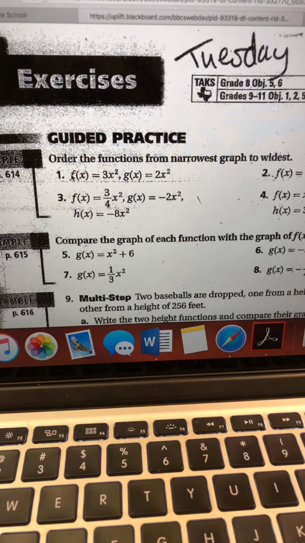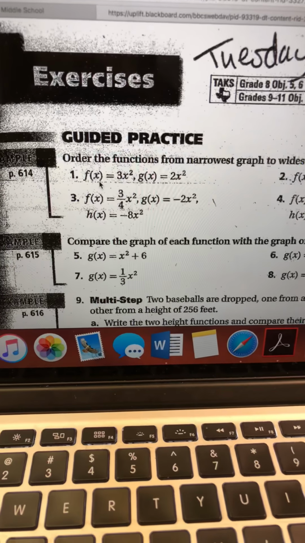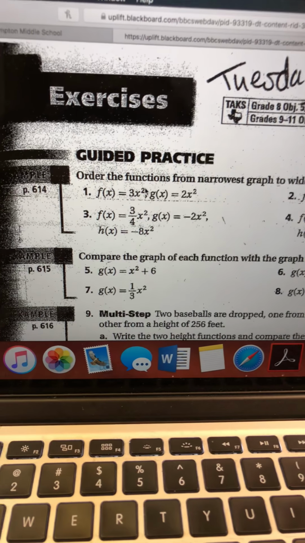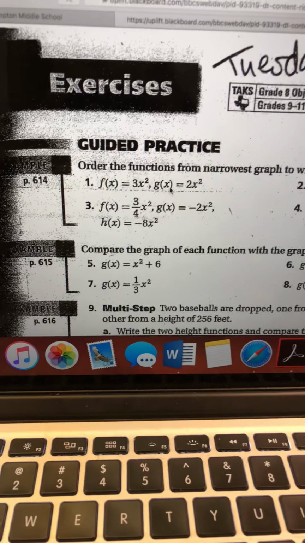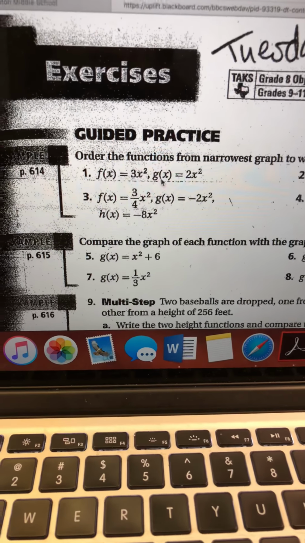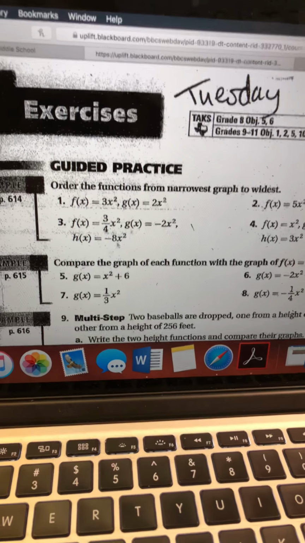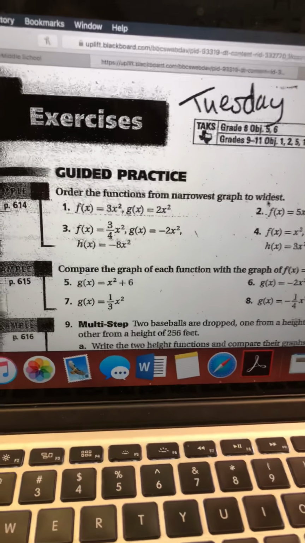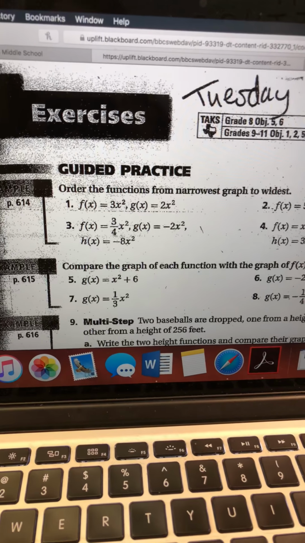So here I see f of x, which is the function of x, which also stands for y. So y equals 3x squared. And then the other function is g of x, which in this instance also stands for y. G of x is equal to 2x squared. This is asking me, okay, order the functions from narrowest graph to widest. So the narrower one needs to go first. I'm going to plug in 3x squared first.